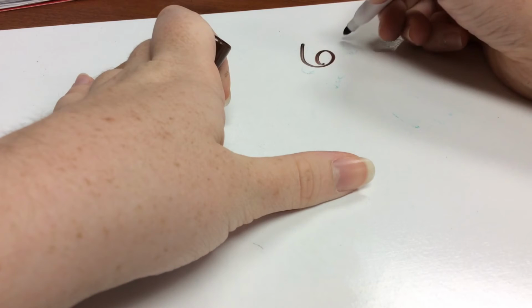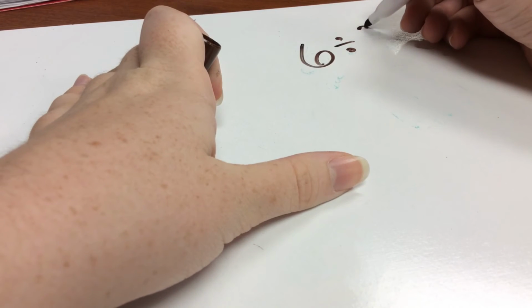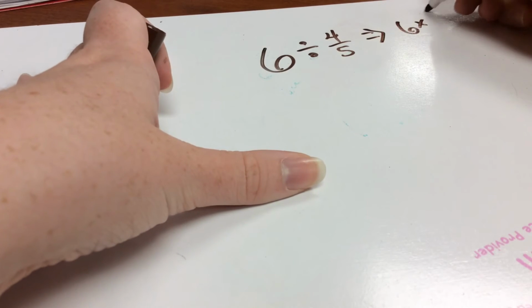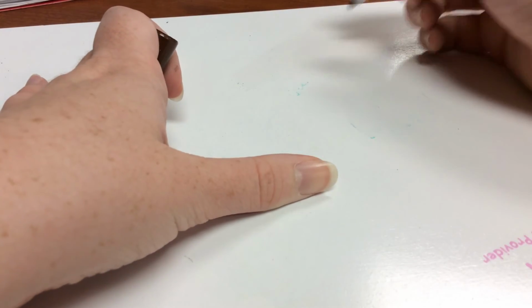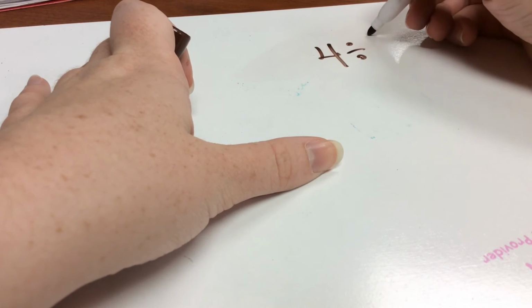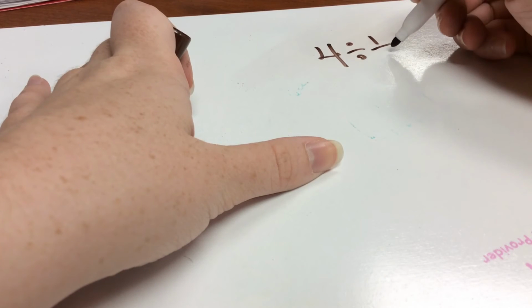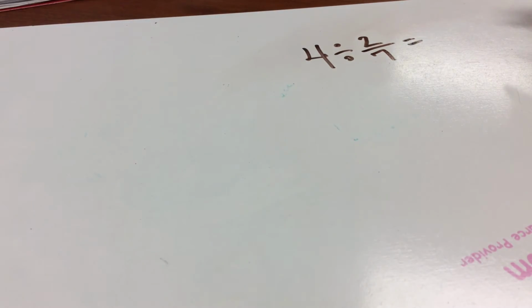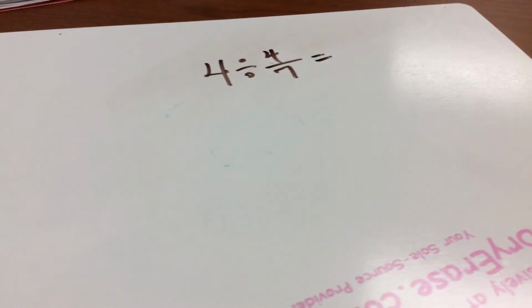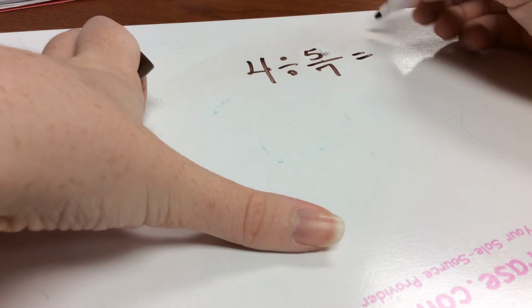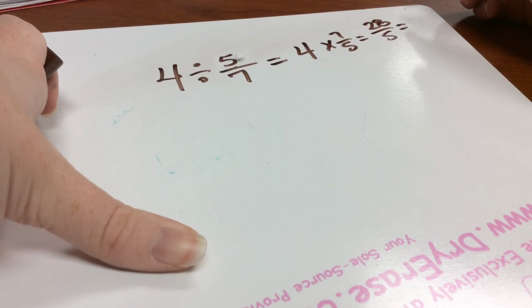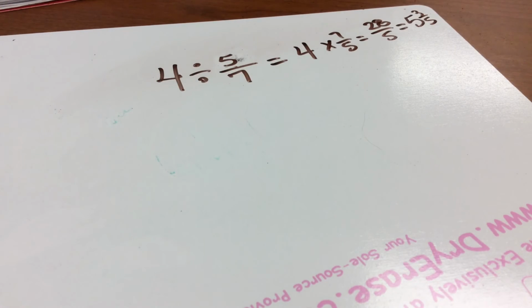Okay? Let's say I had 6 divided by 4/5. No, that's going to come out even. Let's try 4 divided into 2/7. Maybe that will come out ugly. Or let's make it 4/7. Okay. One more time. 5/7. So this should come out 4 times 7 over 5, which is equal to 28 over 5, which equals 5 3/5.